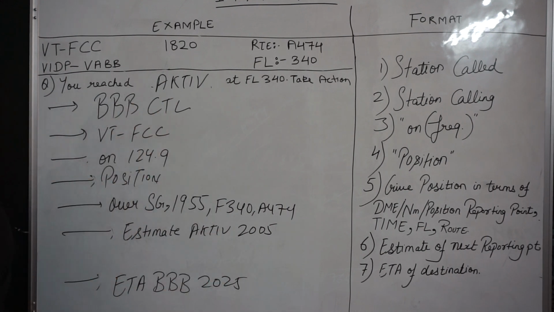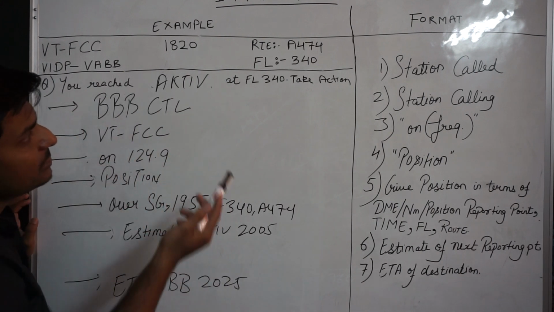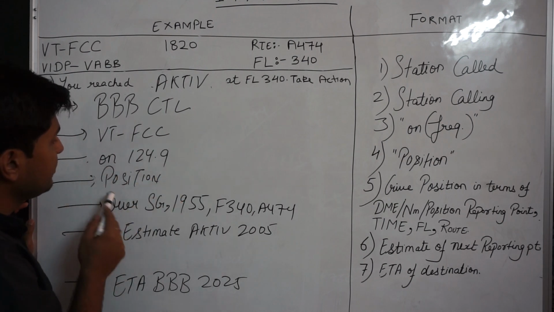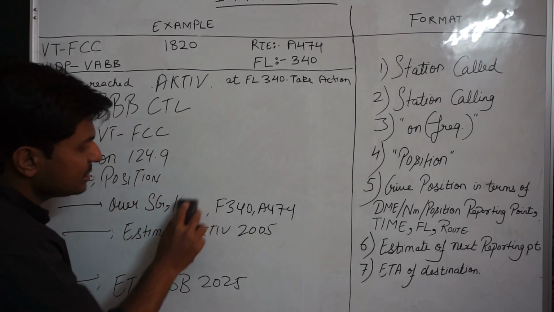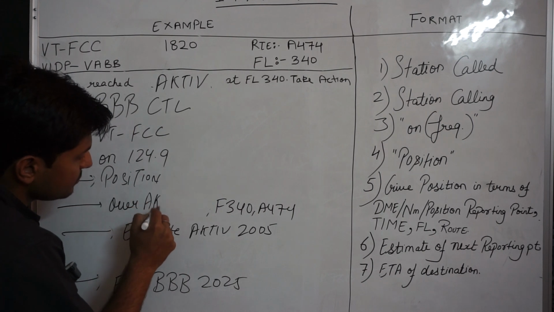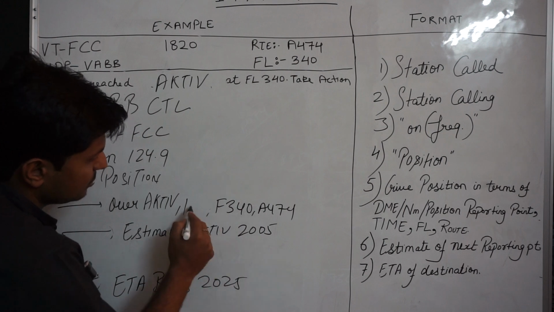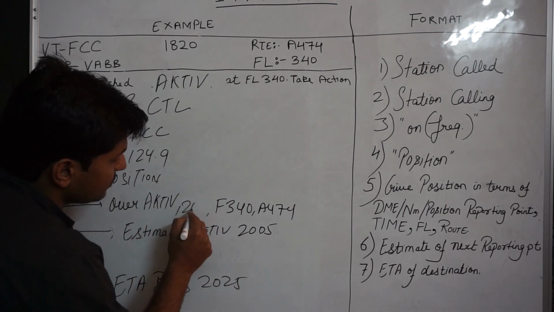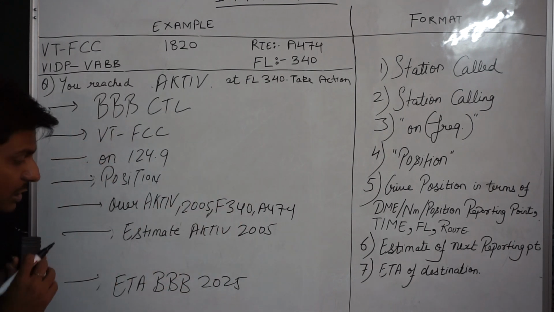Suppose you are at active, so this Mumbai control will remain the same, because at active also Mumbai control is there. Victor Tango Foxtrot Charlie Charlie will remain the same, frequency will remain the same, position will change and time will change. So the position will be now active, and time I'll take 2005. Okay, flight level is 340, alpha 474.